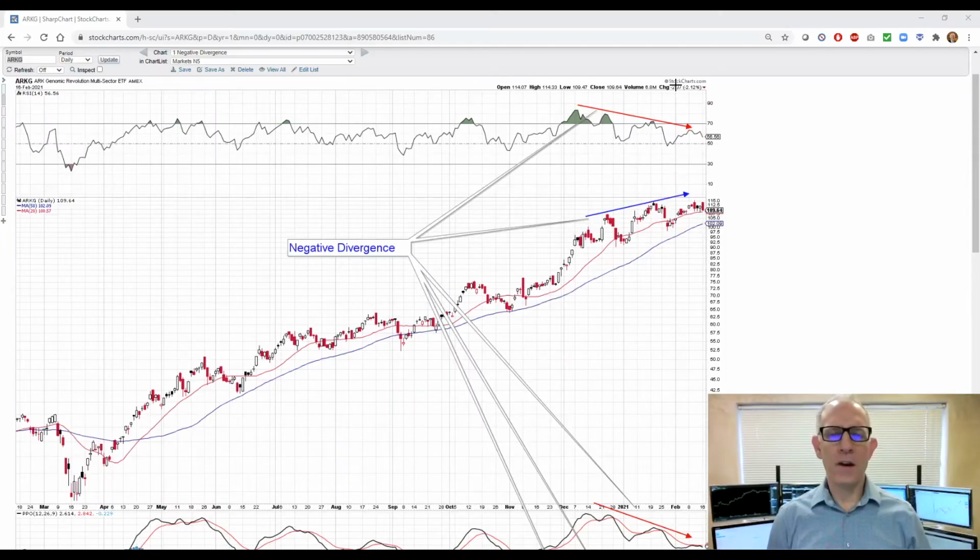One of the areas that we look at is called negative divergence. And this is, again, keeping in that domino effect. When you have certain things that are starting to fall, it's just a matter of time before all the dominoes fall. Not always, but that can be the case.